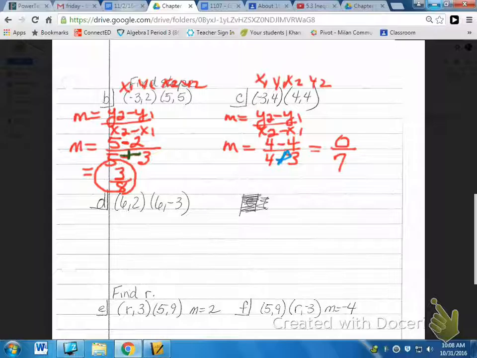Now, 0 divided by anything is what? 0. So it would be 0. And 0 is an answer. What kind of line is that? 0 slope. What's the line look like? Horizontal. It would be a line that looks like that.